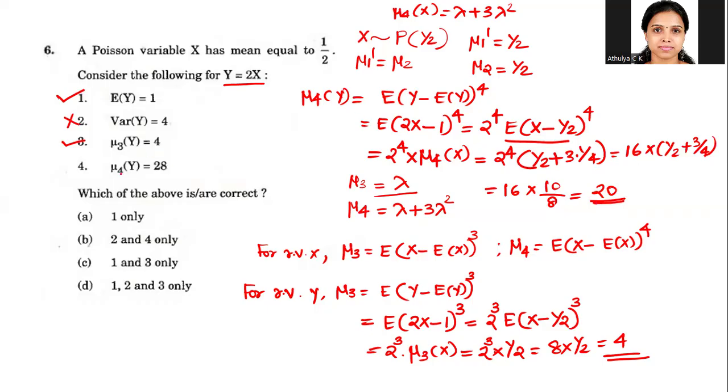But in the statement it is given as 28. So this is a wrong statement. So only 1 and 3 are correct. That is, the expected value of y is equal to 1, and mu3 of y is equal to 4. So only 1 and 3 are correct. The question is, which of the above statements are correct? So option C is the right answer.